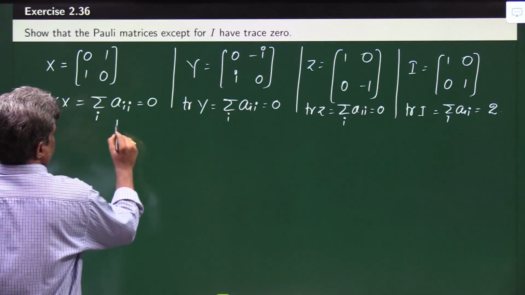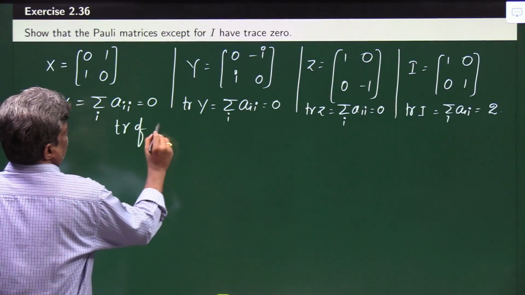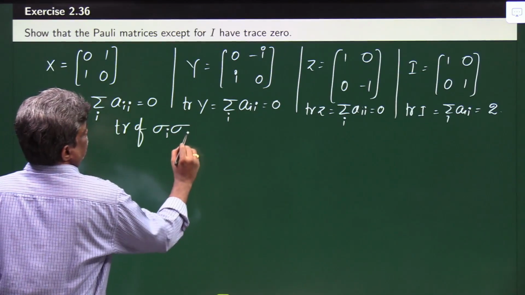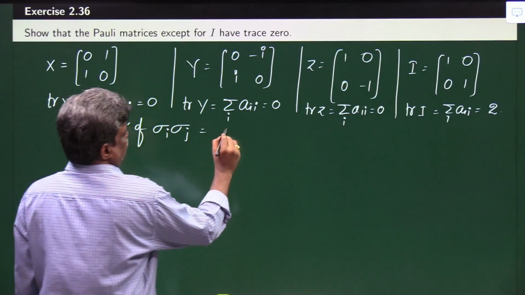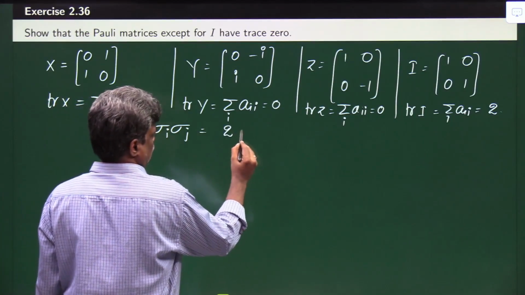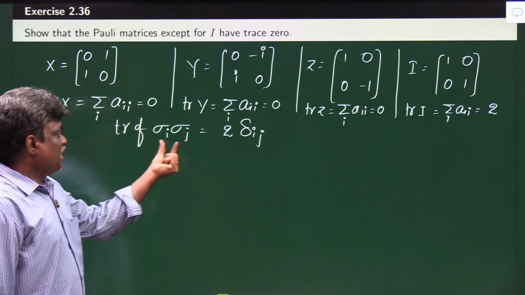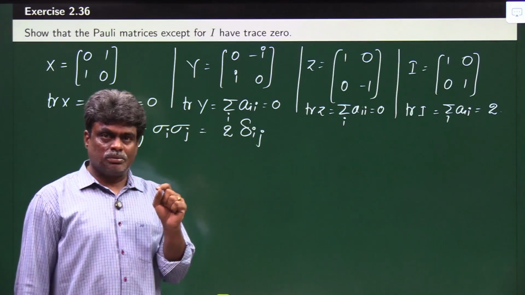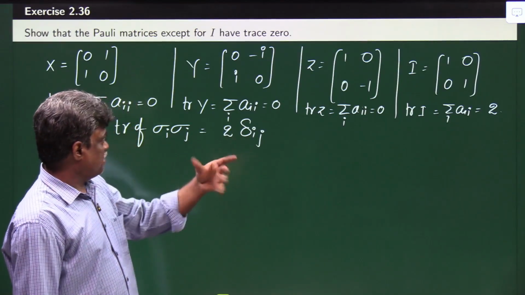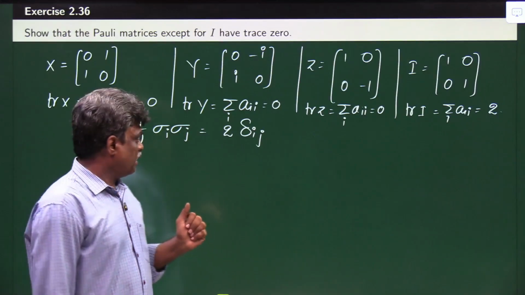I think shall we write like this? A trace of sigma i, sigma j equal to, shall I write this, 2 delta ij? Because if i equals j, I'm getting a 2. If i is not equal to j, I will get a 0. Okay, that's it.